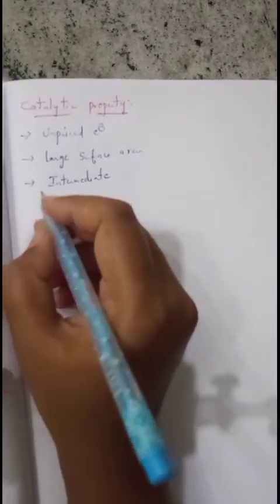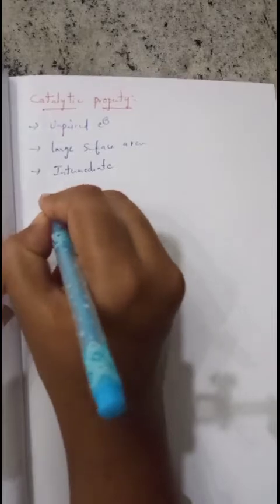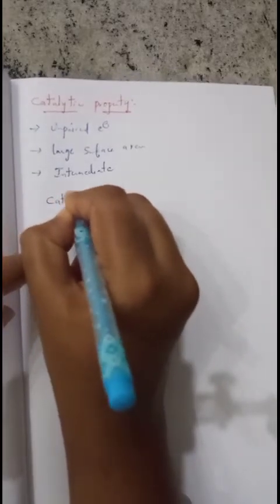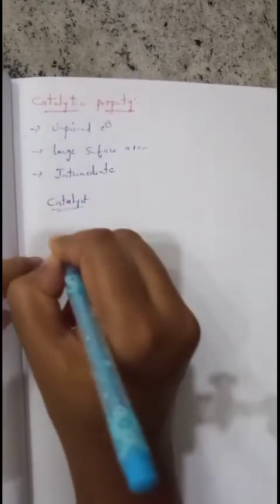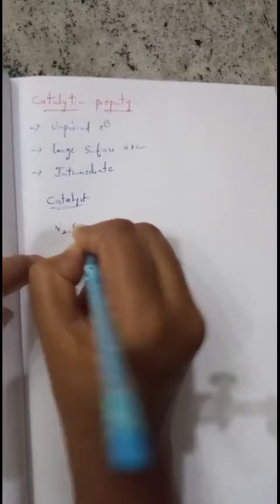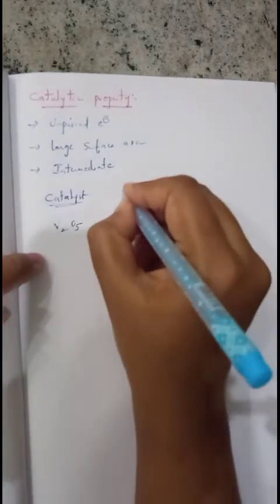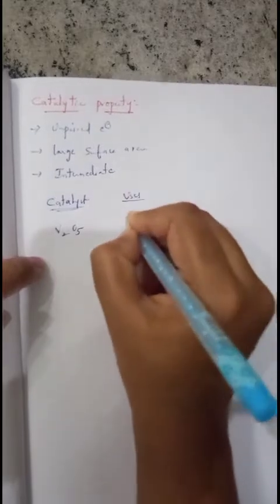We will see a few examples of these 3d series elements which can act as catalysts. For example, we will take vanadium pentoxide, V2O5, when vanadium pentoxide is used in the contact process.